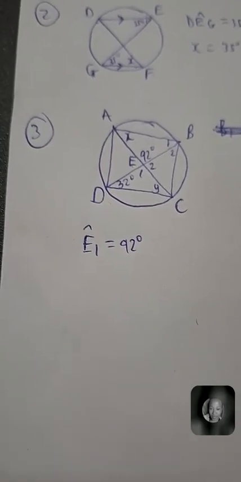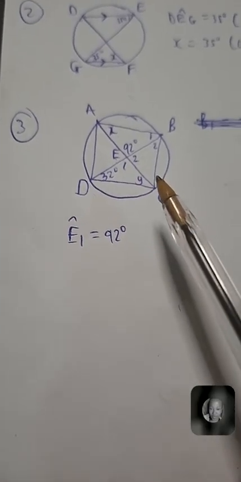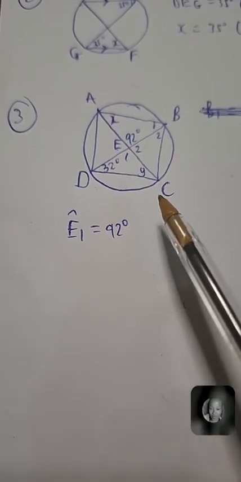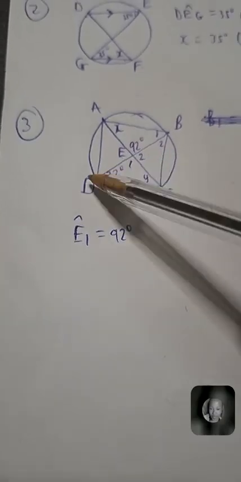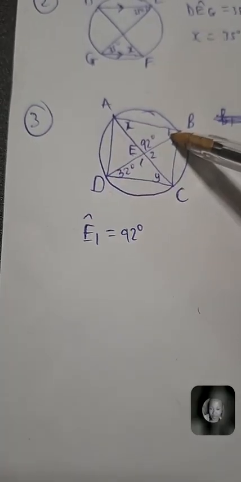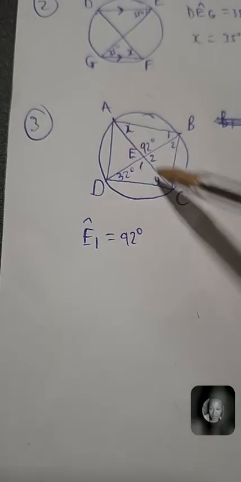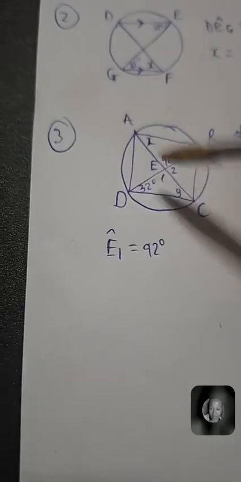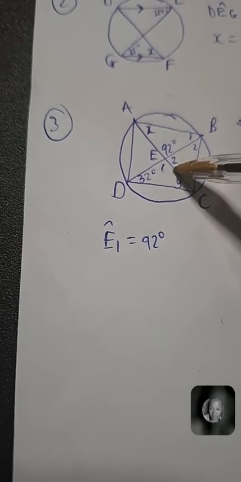Let me try to explain differently here. This line AC and BD, they cut each other at E. So they intersect. In other words, they cut each other. And then you are saying something about E1 being 92. Why?